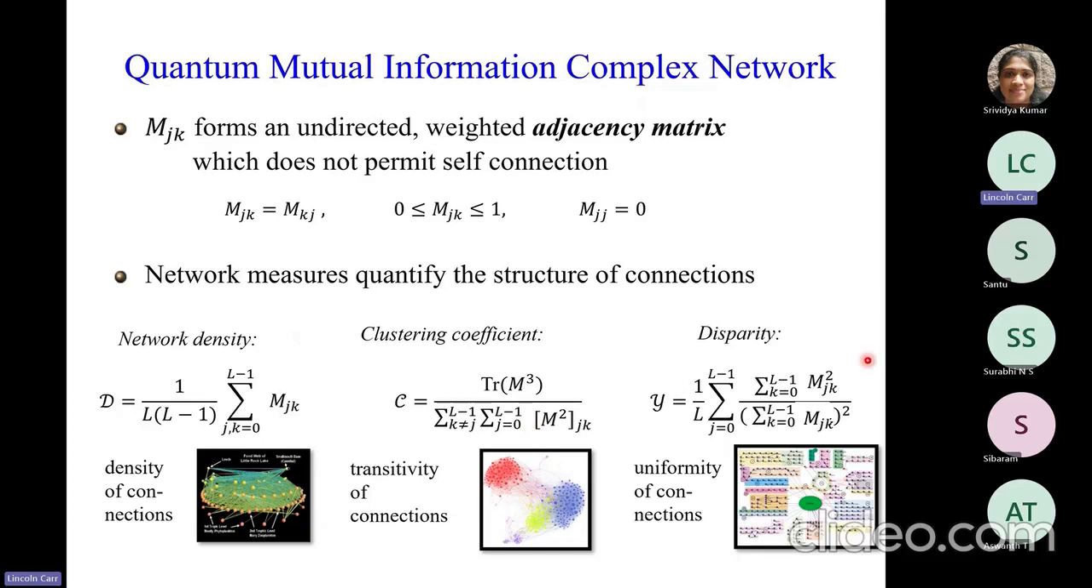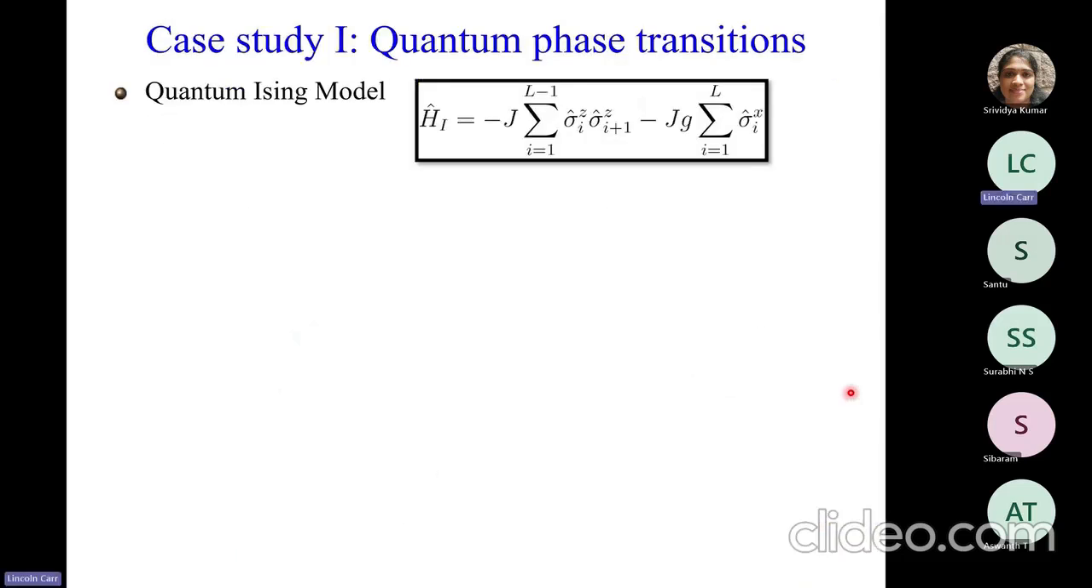And then finally, the disparity is pretty straightforward. Again, you see in these calculations it's just a sum over a little matrix. It's actually a pretty small matrix. It's only n by n for n qubits, or sorry, L by L, I guess, for L qubits. And that's quite nice because any undergrad can do these calculations. So, very accessible.